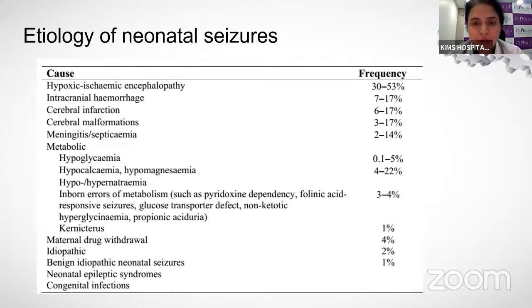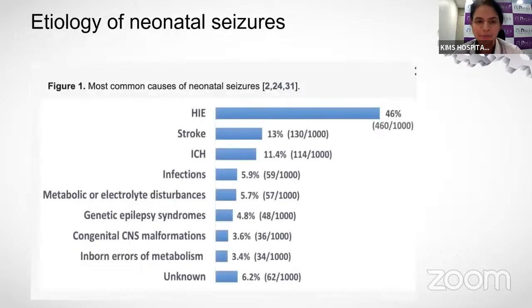HIE-related seizures, hypoxic ischemic encephalopathy-related seizures, by far account for the largest proportion of neonatal seizures as a whole, accounting for up to 50% of seizures. This would be followed, again, not in consistent order, by intracranial bleeds, vascular onset neonatal seizures, seizures due to cerebral malformations, infections including meningitis, septicemia, TORCH infections, and metabolic seizures, particularly hypoglycemia, hypocalcemia, and inborn errors of metabolism, and seizures secondary to maternal drug withdrawal.